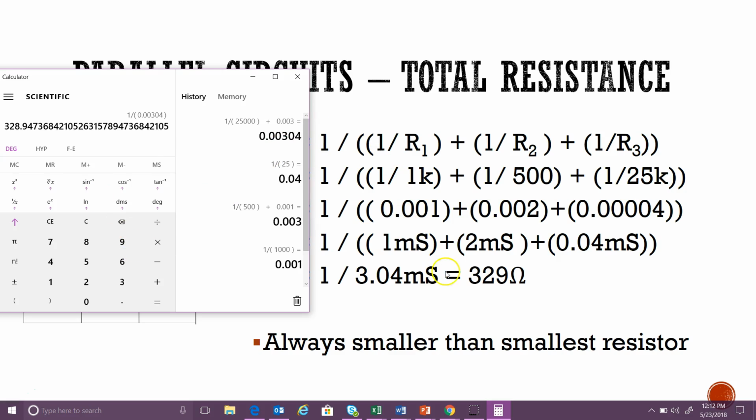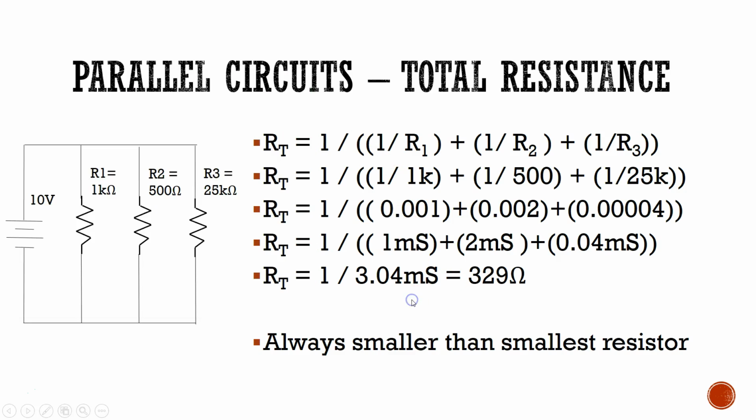Now, always double check your work with parallel resistors, and the best way to do that is to always make sure that your answer comes out smaller than the smallest resistor. So in this case, our smallest resistor was 500 ohms, and our answer was 329, so we're in the right range.